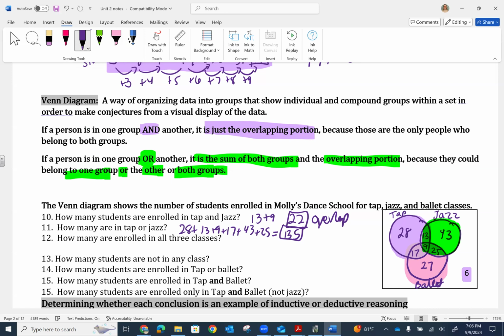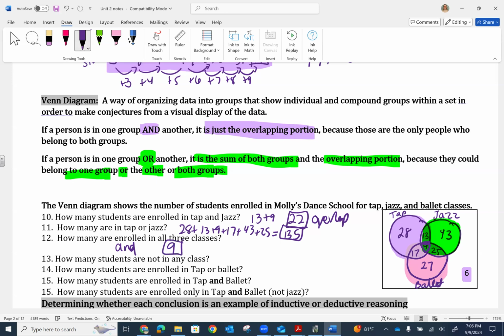27 kids are just in ballet. They don't believe in tap and jazz and everything else. But who's in all 3 classes? And that would be like an and. Okay, they're in tap, jazz, and ballet. Well, the people who overlap in those 3 things would be 9.